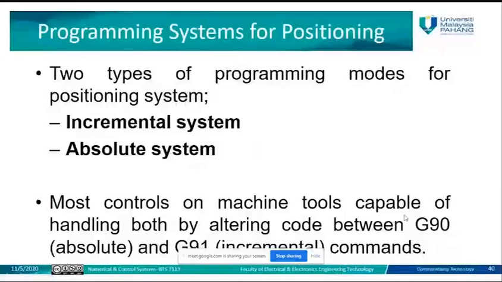Okay, so we said we classify CNC machines based on the positioning system into two types, incremental or absolute.